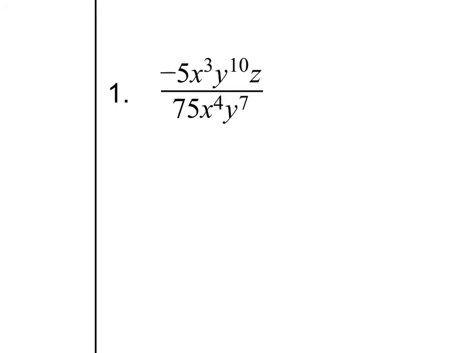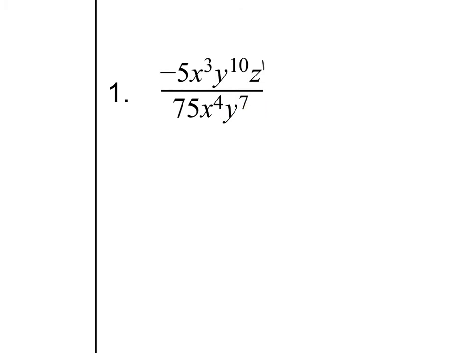So here we go. Number 1. We have negative 5, x to the 3rd, y to the 10th, z to the, there is no exponent, so I'm going to throw a 1, over 75, x to the 4th, y to the 7th, and there's no z's.